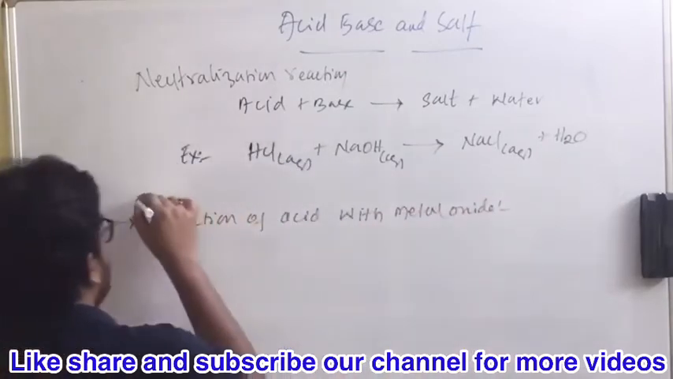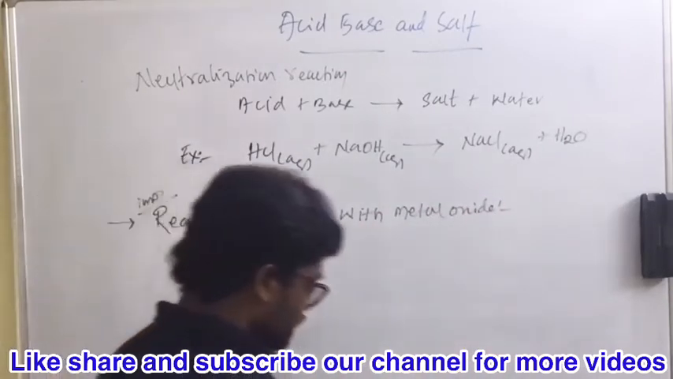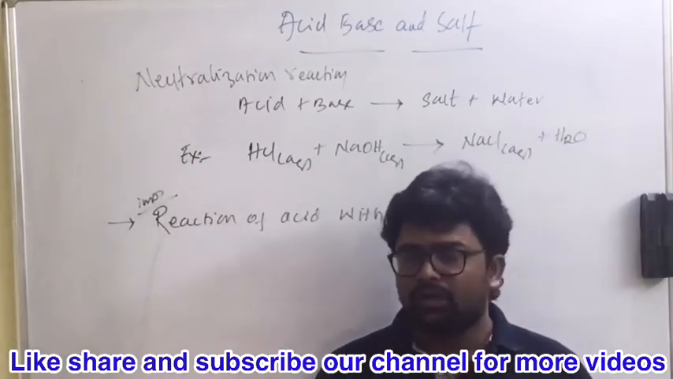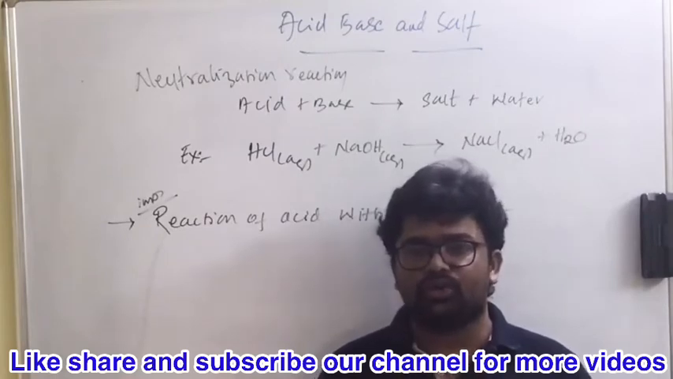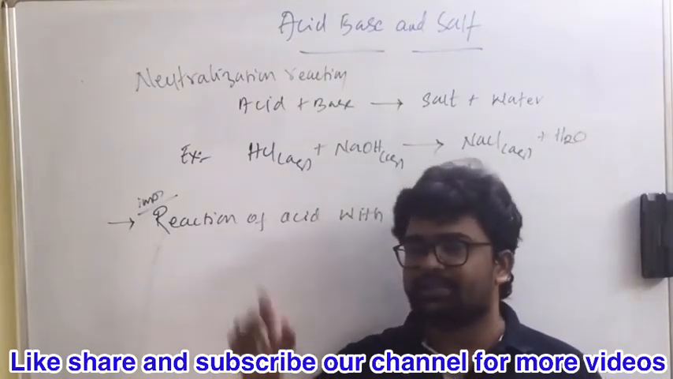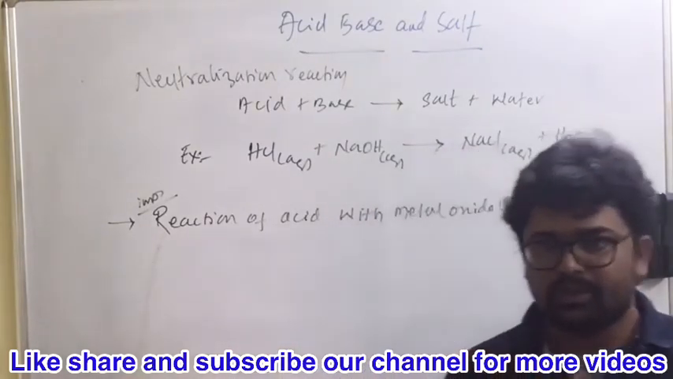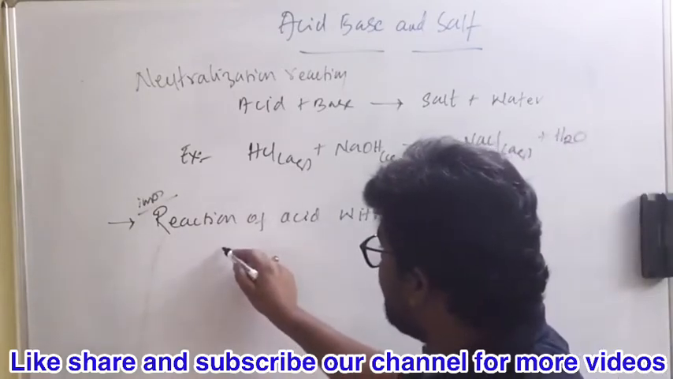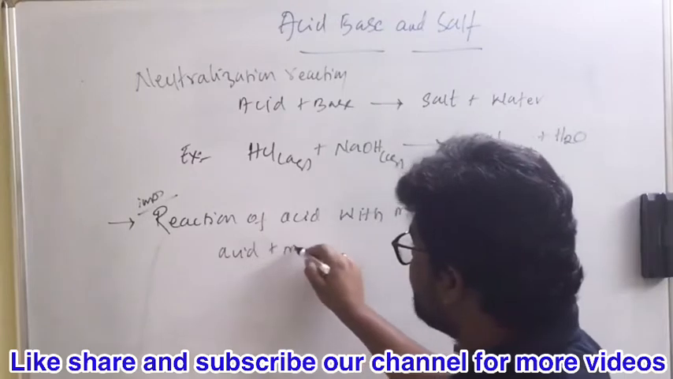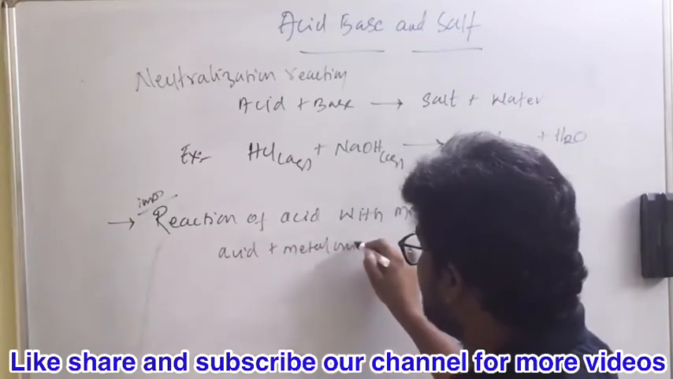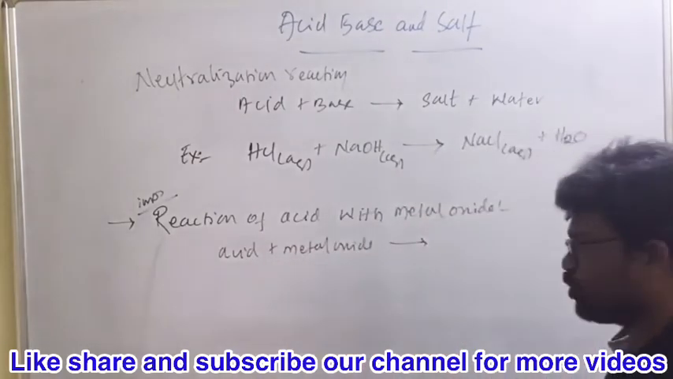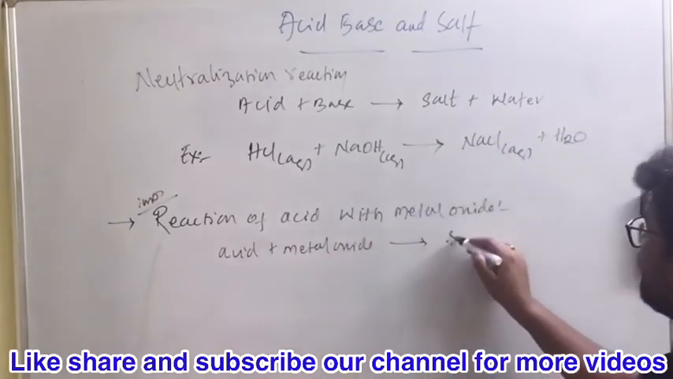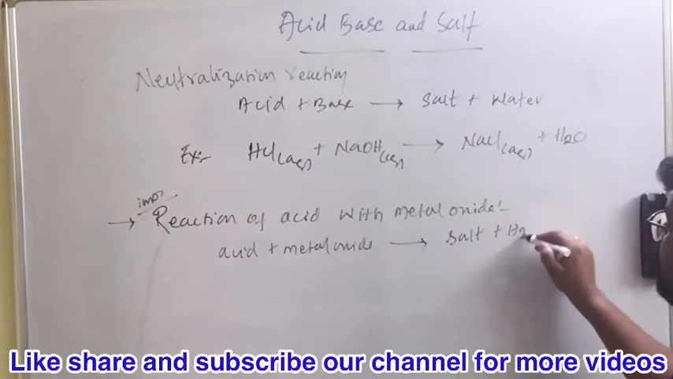The next reaction is the reaction of acid with metal oxide. It is an important one. What type of question could be asked regarding this? They'll ask you to give your conclusion or give a reason when acid reacts with metal oxides. Let us discuss here. When acid reacts with metal oxides, we get salt plus water.